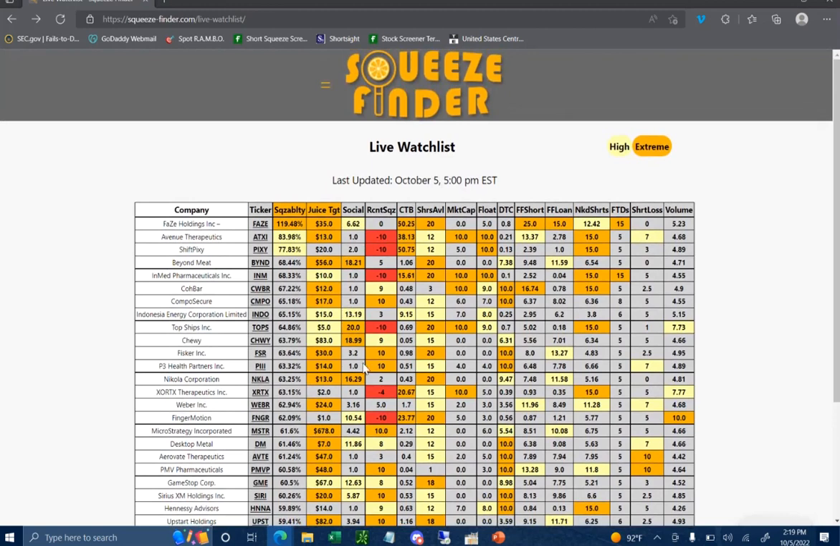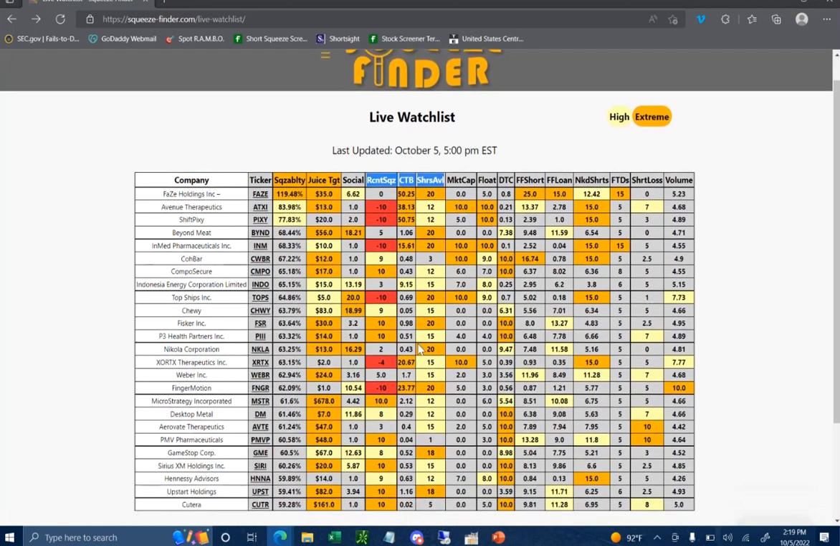Cool. So any questions about the watch list? I mean, that's honestly my formula. I look for these three right here. And ideally we want to see fives or higher on every other value, but it's very rare to see that.